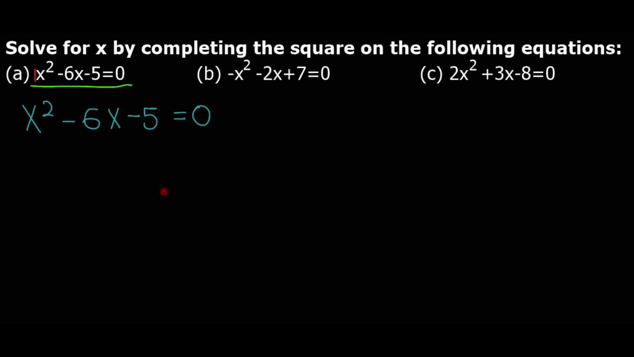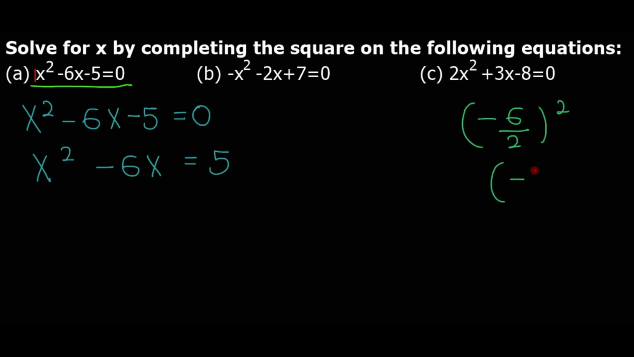So, let us solve for x by completing the square. Read it in this way. We move this constant to the other side, so we write x squared minus 6x equal to 5. And then from there, we take this b, divide by 2 and then square. This is the same as negative 6 divide by 2 and then all squared. So this is the same as negative 3 all squared.